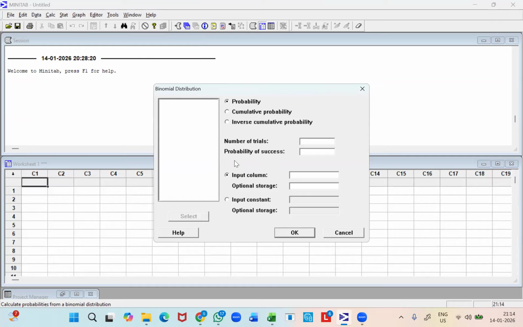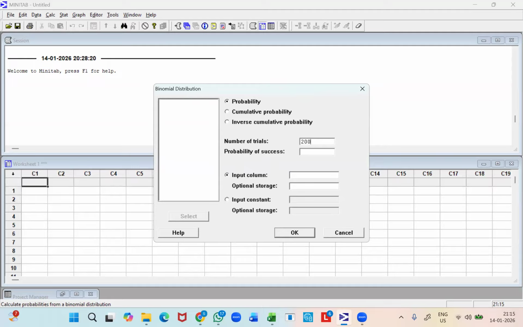Just like how you would give the cumulative parameter as false when you apply the Excel formula for P of X equal to some value. So in Minitab, when you are trying to solve the probability for P of X equal to some value, we need to choose the option probability. The cumulative probability option will be chosen for P of X less than or equal to some value, right? So for this, we will choose probability and provide all the input values.